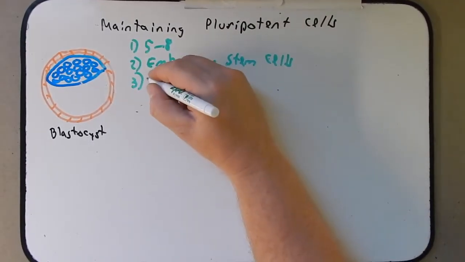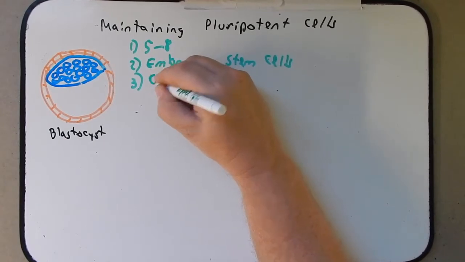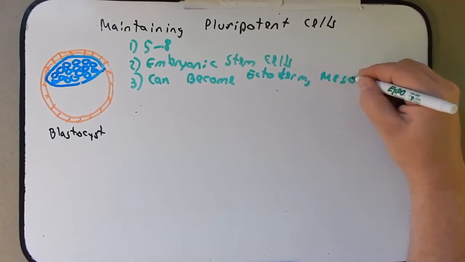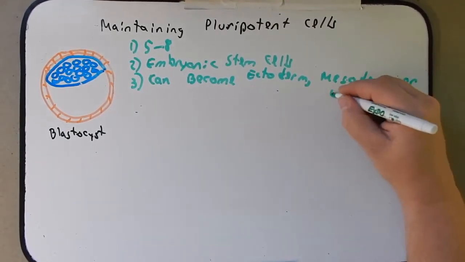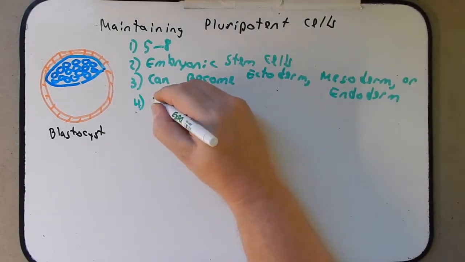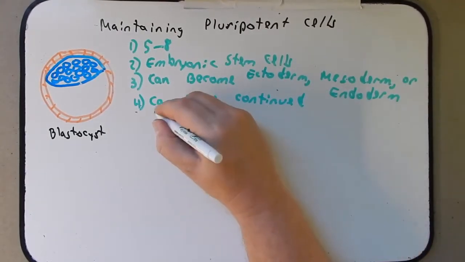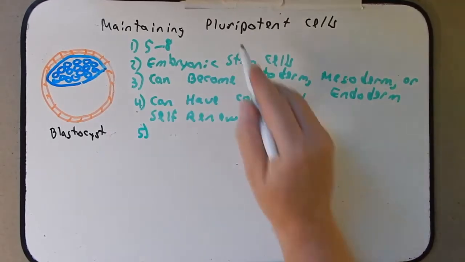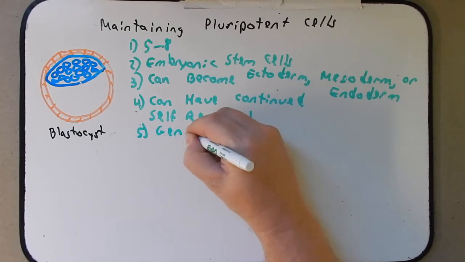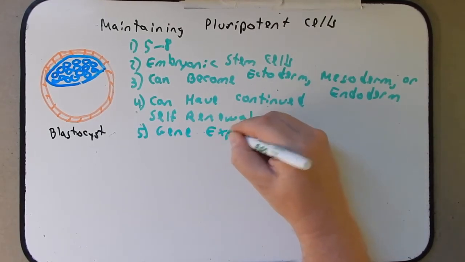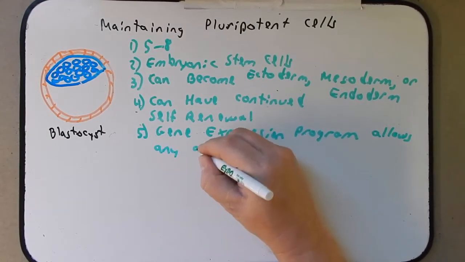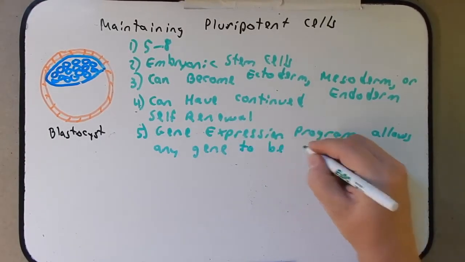And as I said on the last whiteboard, they can become ectoderm, mesoderm, or endoderm cells, which then can go on and form any tissue in the body. They can have continued self-renewal. The reason that these cells can maintain this pluripotent state is their gene expression program allows any gene to be expressed.